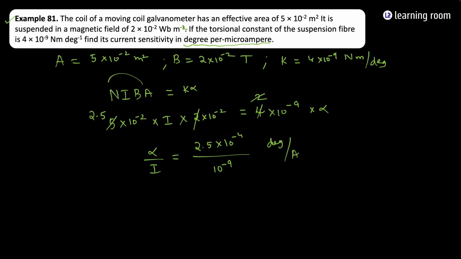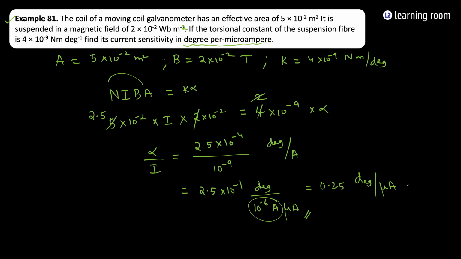So the 10 power minus 3 goes to the numerator. I hope you would understand. When the 10 power minus 3 goes to the numerator, how much will the value be? It will be 2.5 into 10 power minus 1 degree divided by 10 power minus 6 ampere. This whole thing put together is what is called as microampere. So what is going to be the current sensitivity? It will be 0.25 degree per microampere. I hope I'm clear.